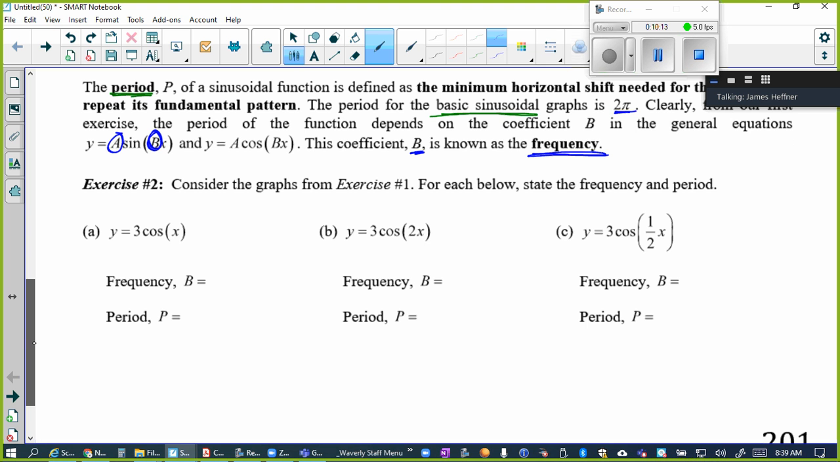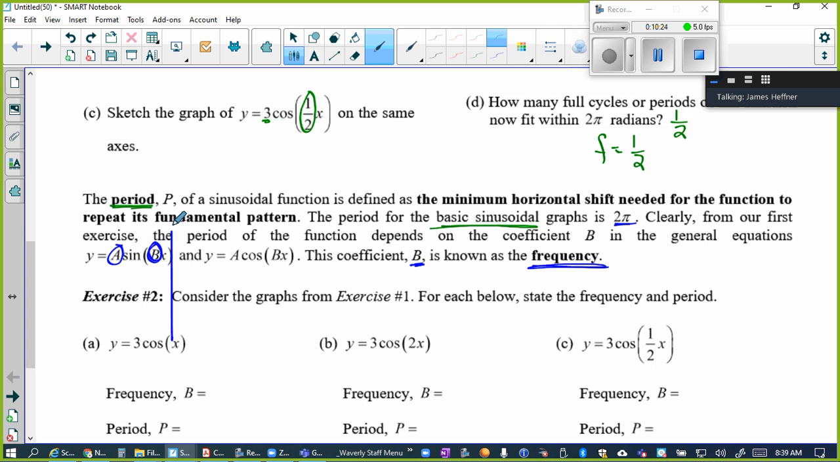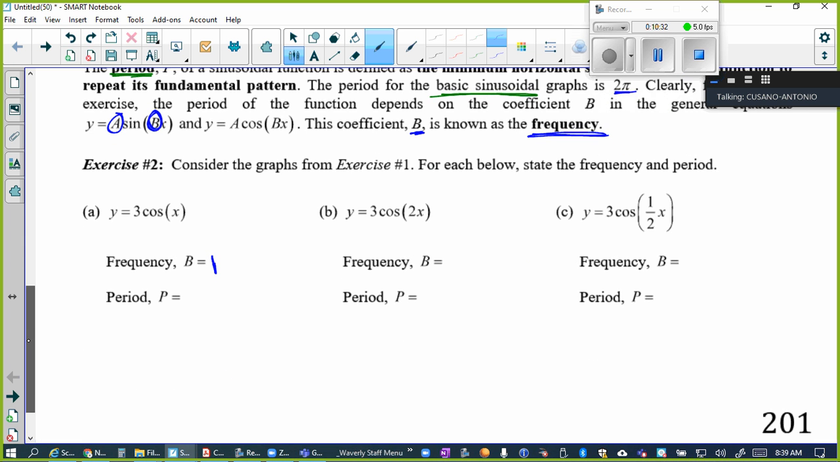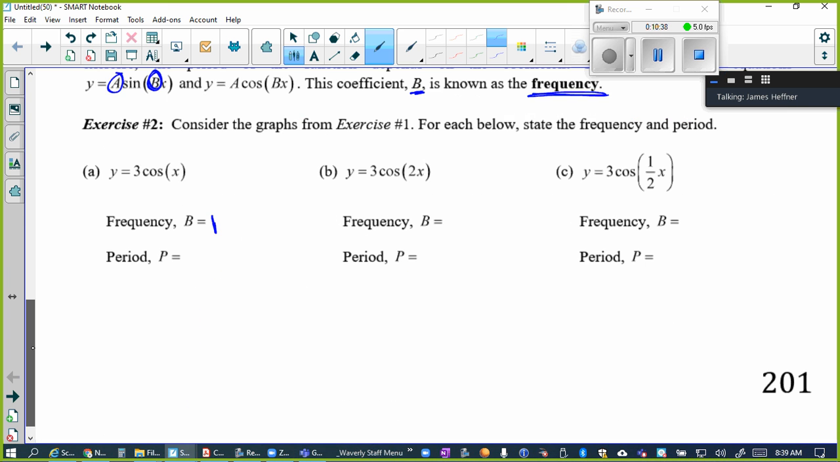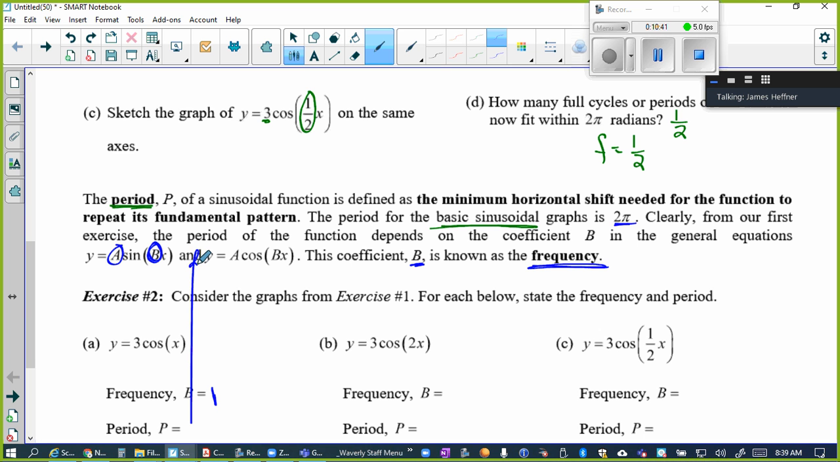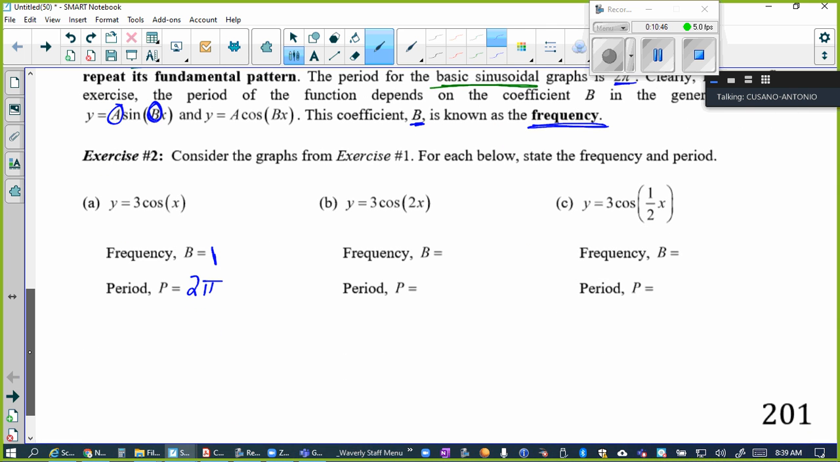So exercise 2, y equals 3 cosine x. All right, so what is the frequency of this function? 1. It's 1, right? Because there's a 1 in front of there, isn't it? And what is the period? 2 pi, right? You guys are seeing this, right? 2 pi. Wait, does the pi actually change? Does the period ever change? It does, yeah, right? We're going to see that in a second here.